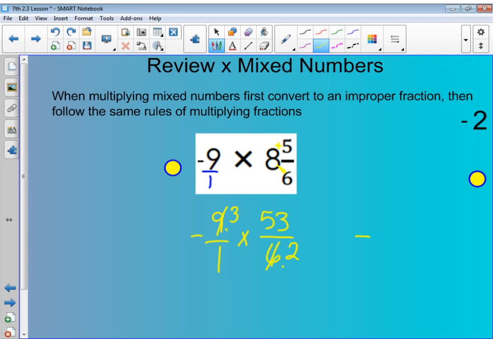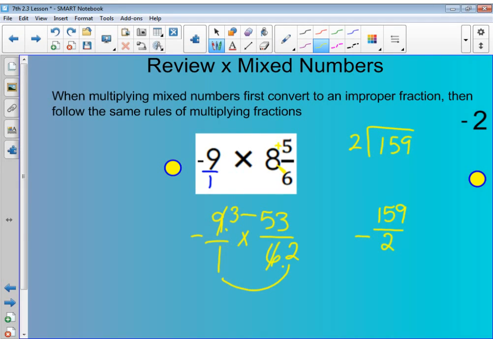Okay, so now instead of looking at those as 9 and 6, we're going to look at them as 3 and 2. So now we're going to multiply straight across. So 3 times 53, well, 3 times 50 is 150. And then 3 times 3 is 9. So 159 over 1 times 2 is 2. So improper, it would be 159 over 2. As a mixed number, that one's kind of hard to do in my head, but I could do some kind of mental calculation. If I were to do, that's really close to 160.